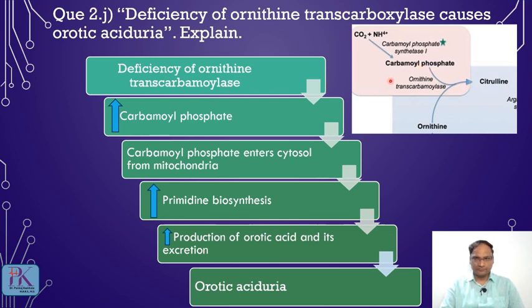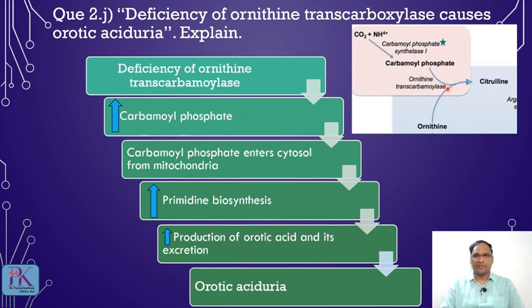This is a step in the urea cycle, the second step. So what happens if there is a deficiency of this enzyme? You can see, very easy. If the deficiency of this enzyme is there, what will happen? The carbamyl phosphate level will increase.